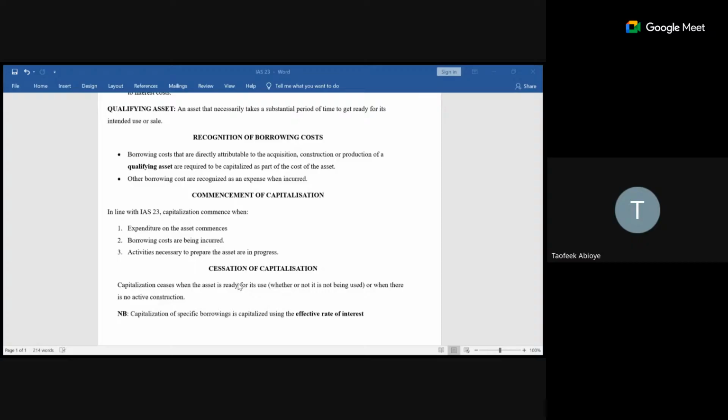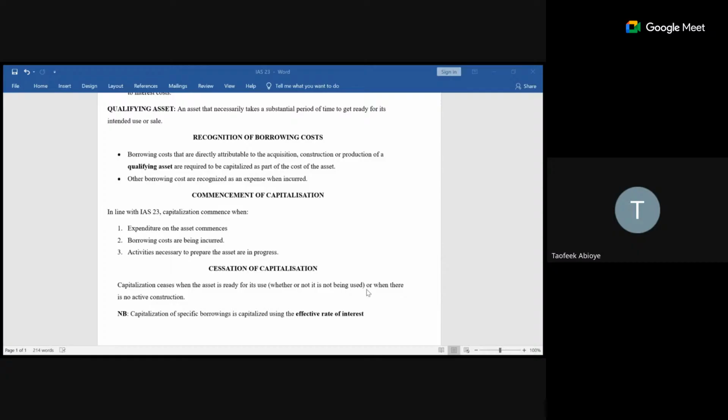Exactly. That's why IAS 23 is now saying that one does not concern me, because of economic uncertainty. The asset is now brought into use as at 31st July. IAS 23 is saying that one does not concern me, and that is the reason why it is here. They said capitalization ceases when the asset is available for its use, whether or not it is being used, or when there is no active construction. Hope you get that instance.